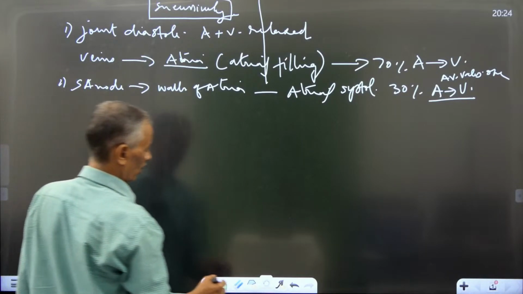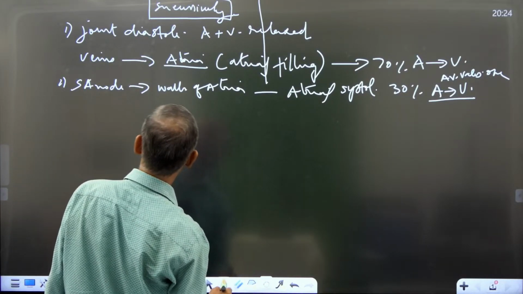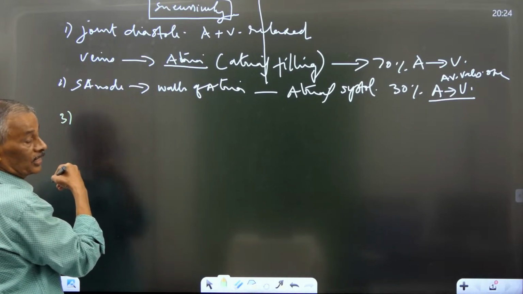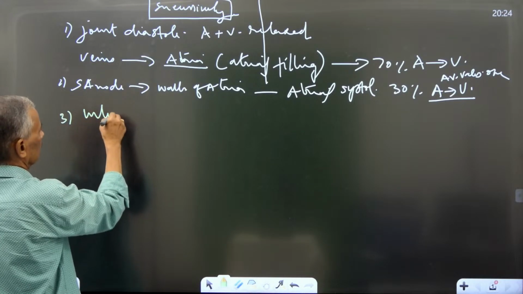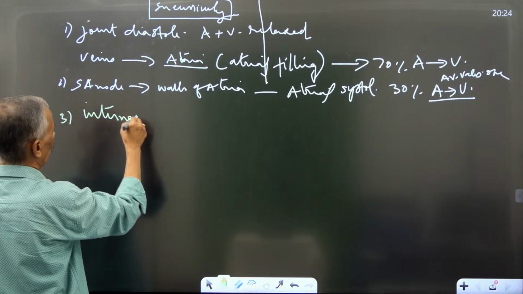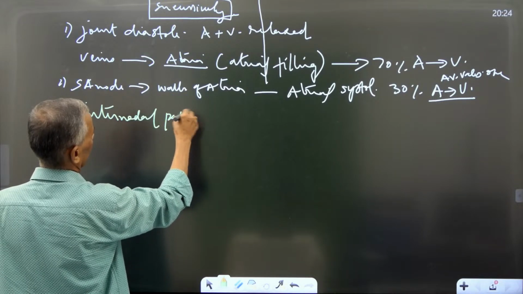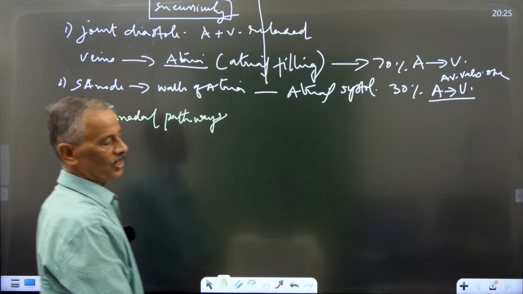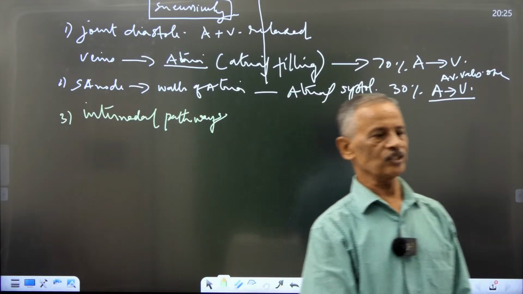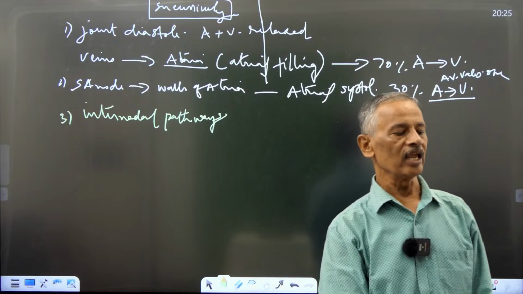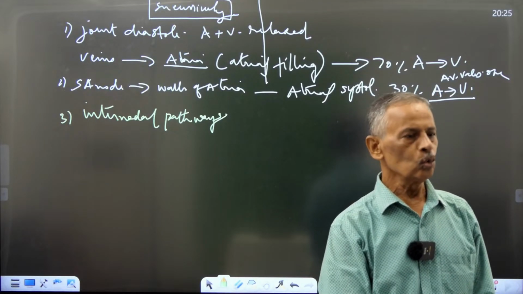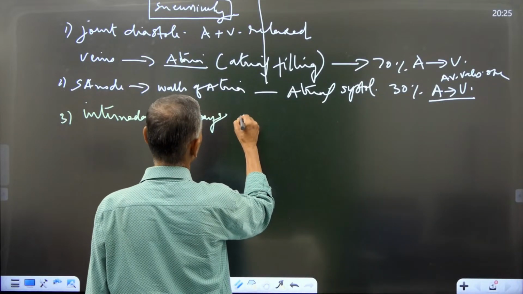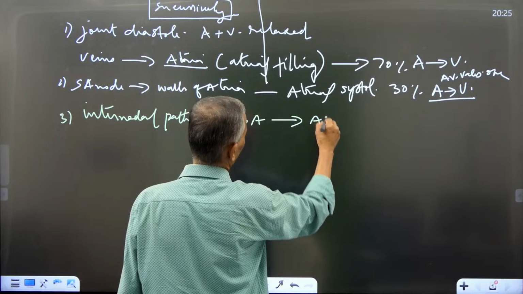Now, how are ventricles contracting? Remember, you are having some internodal pathways. It is not in your books. We are having 3 internodal pathways connecting SA node and AV node. Through that, the signal will reach from SA node to AV node.